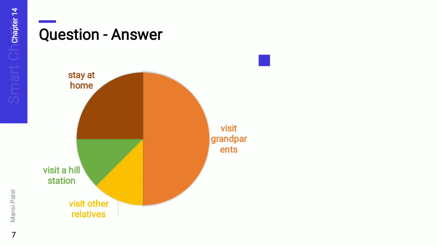Now see here, your first question is: how many students would visit their relatives? See here, it says visit other relatives. They are asking the question in "how many". Whenever they ask "how many", you have to give the answer in a number, but you don't have any number. You have the total number only. Other than that, you don't have anything. So how do you give the answer?